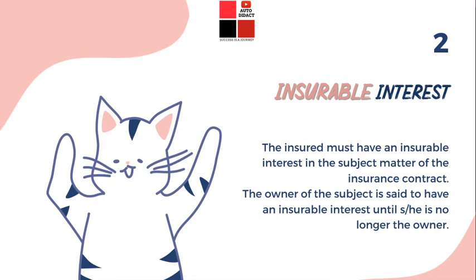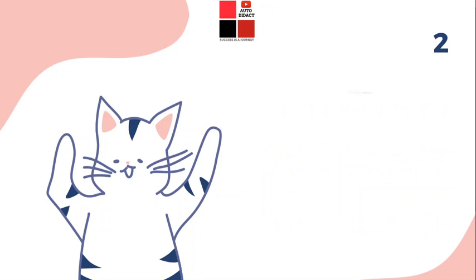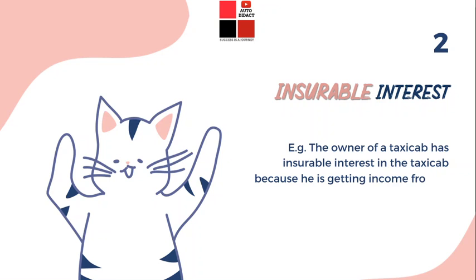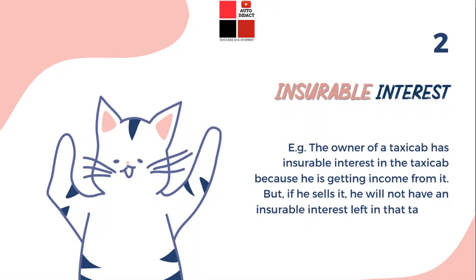In simple words, the insured person must suffer some financial loss by the damage of the insured object. For example, the owner of a taxicab has insurable interest in the taxicab because he is getting income from it. But if he sells it, he will not have an insurable interest left in that taxicab. From the above example, we can conclude that ownership plays a very crucial role in evaluating insurable interest.